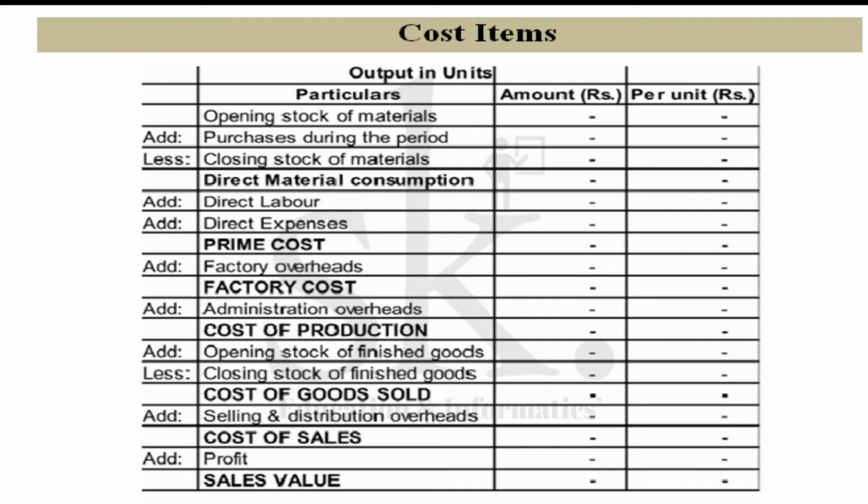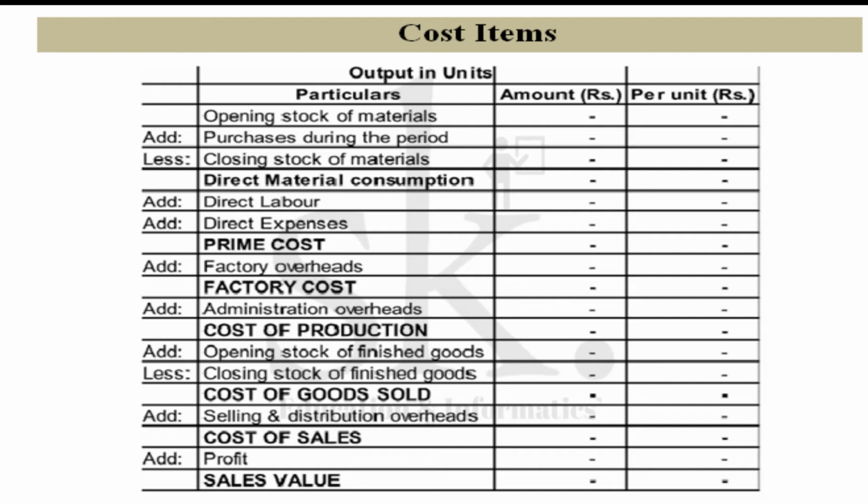Then we add factory overhead. If we add factory overhead with prime cost, then we get works cost or else factory cost. Then we add office and administration overhead to get cost of production. Finally, we add selling and distribution overhead to get the cost of sales or total cost.